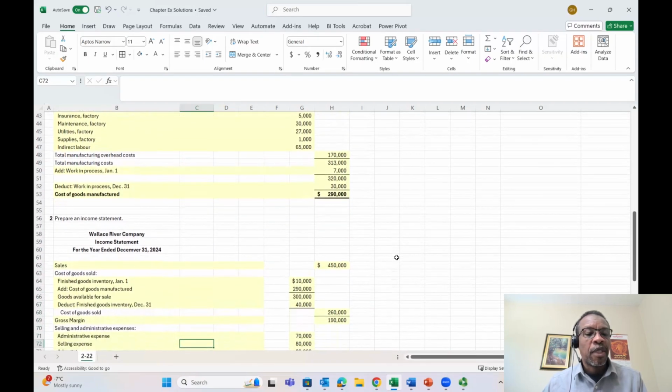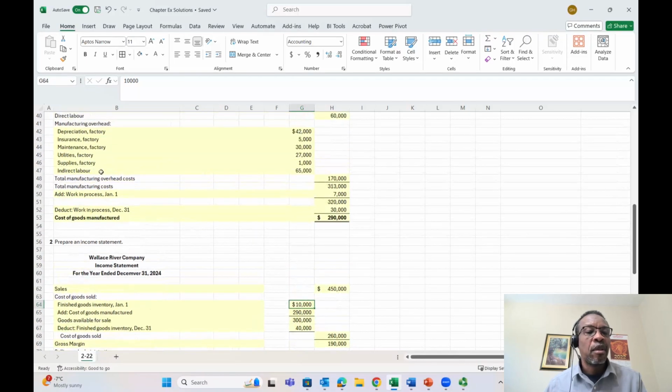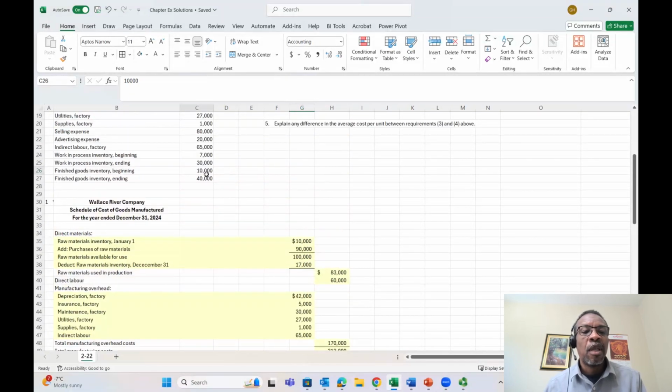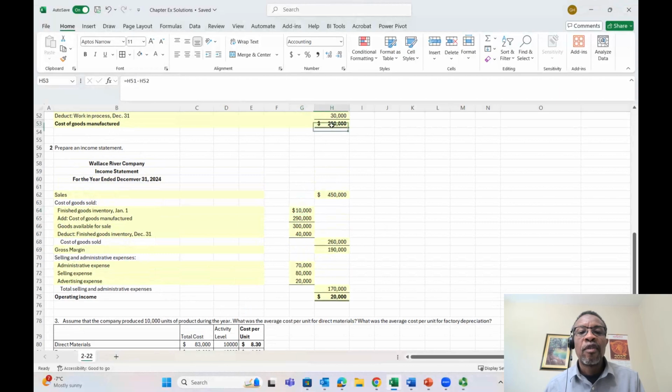All right, so again, we start with sales, and then we're going to determine our cost of goods sold, right? So we know finished goods inventory, right? Finished goods inventory opening was 10,000, and closing was 40,000. So ending finished goods inventory 40,000, opening finished goods inventory 10,000. Right. So here we go. At the beginning of January we have 10,000. Then we transferred from cost of goods manufactured 290,000. Right. So this is coming directly from the cost of goods manufactured.